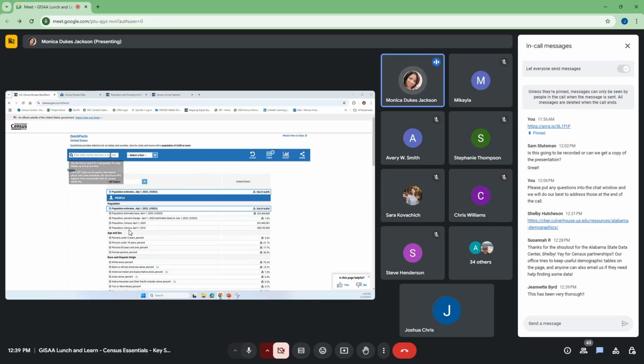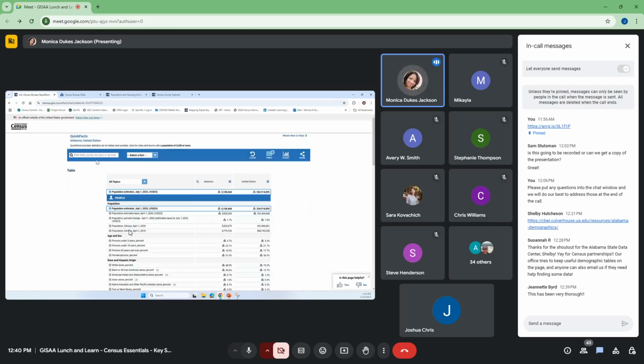So here is where you can update the different geographies that you're seeing in the tool. I mentioned before it defaults to the United States, so we have all those totals here. But I'm going to go ahead and type in Alabama. You can begin typing, and it, of course, pulls up things that you may be looking for. So here we are, Alabama, and now it's going to add Alabama to the table here.